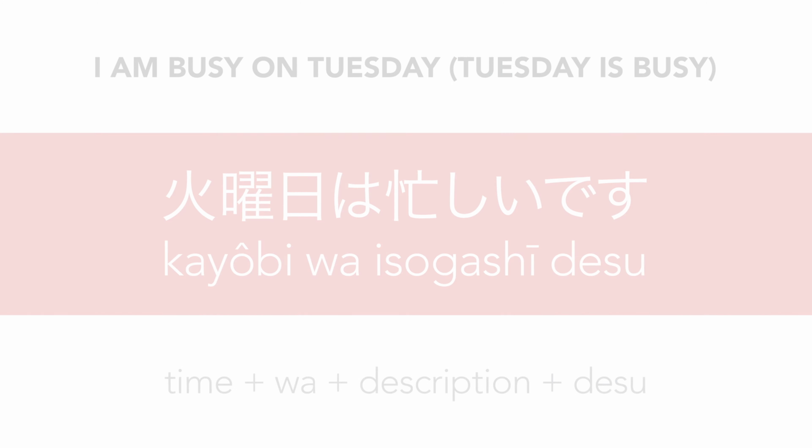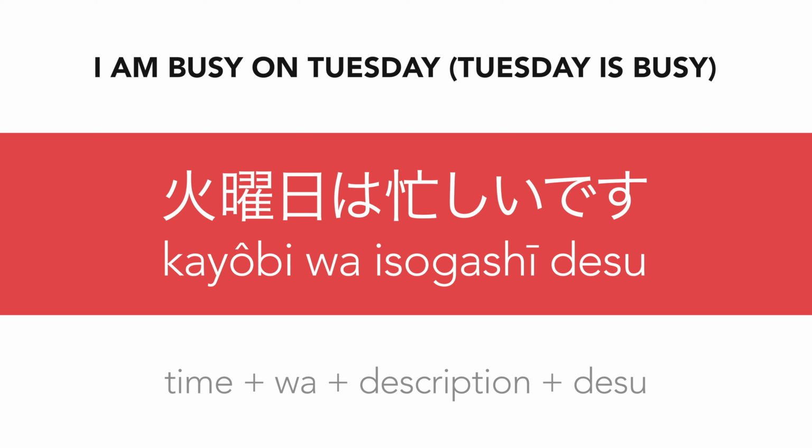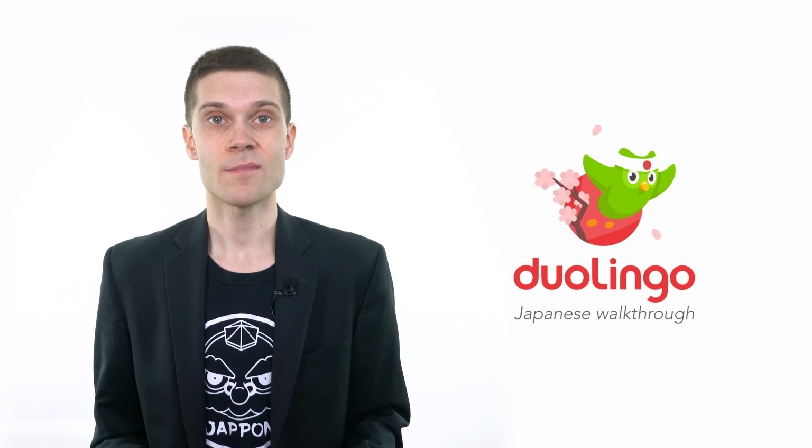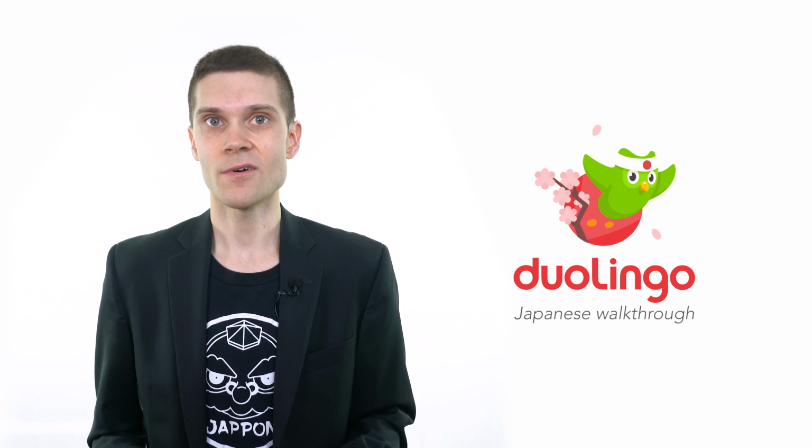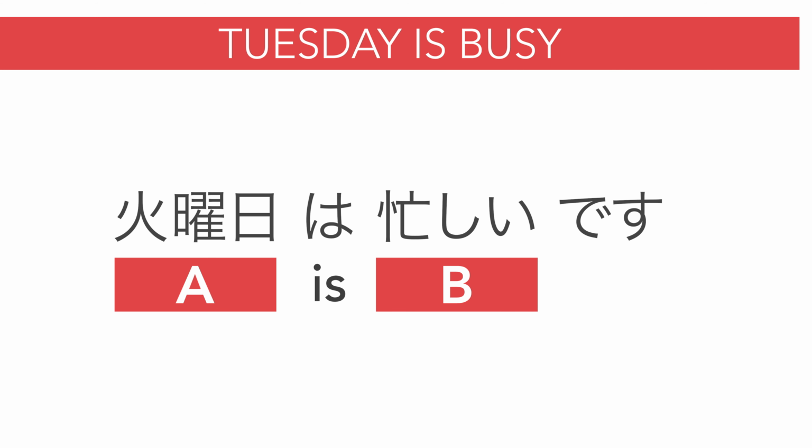Now, I think it's time we look at the wa particle. Kayobi wa isogashii desu. This means I'm busy on Tuesday, or Tuesday is busy. As you can see, in this example, we have time, wa, busy, desu. Wait a minute, stop the example. Didn't I just say that the ni particle is used to mark a time? So why am I now using the wa particle? This particular example uses the classic grammar structure of A wa B desu, meaning A is B. In this case, Tuesday is busy. So we're not stating an action in this case, we're just simply stating what that time is.